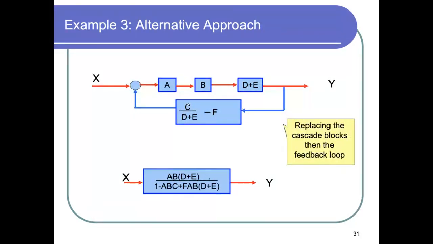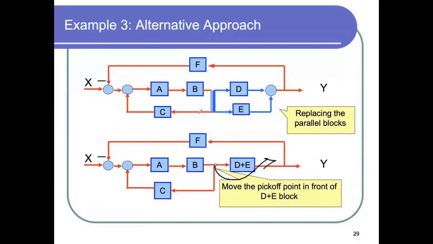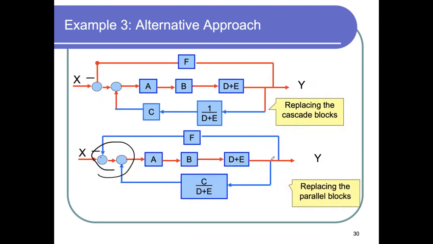plus whatever we had here. So I'll use this. So it is ABF multiplied by D plus E. Is the same as that. Any questions?